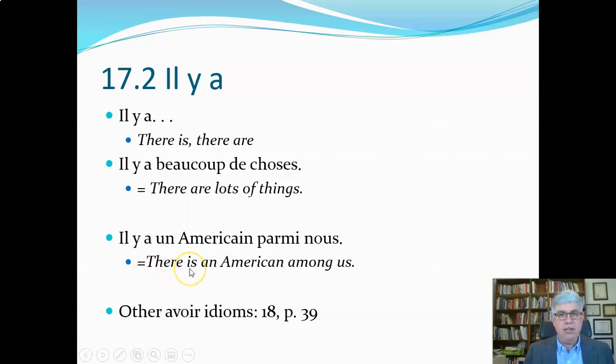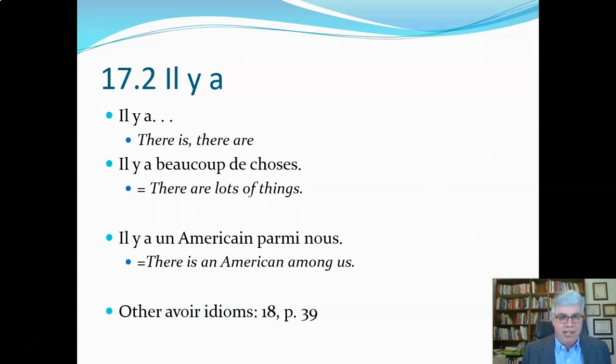Here it's translated there is because an American among us is singular. Now notice American is written with a capital A because it describes a person. If we were using it as an adjective, it would be a small a. And if we were speaking of American English, and sometimes they just call that American.